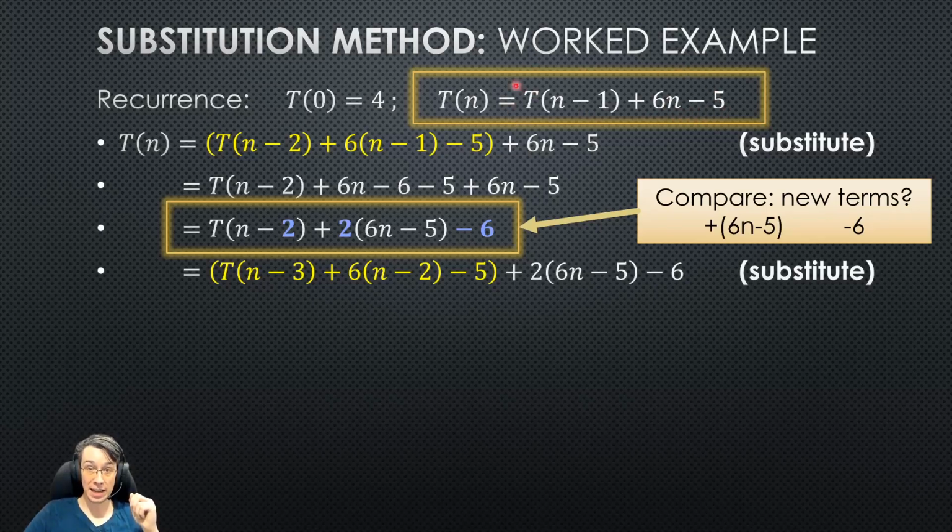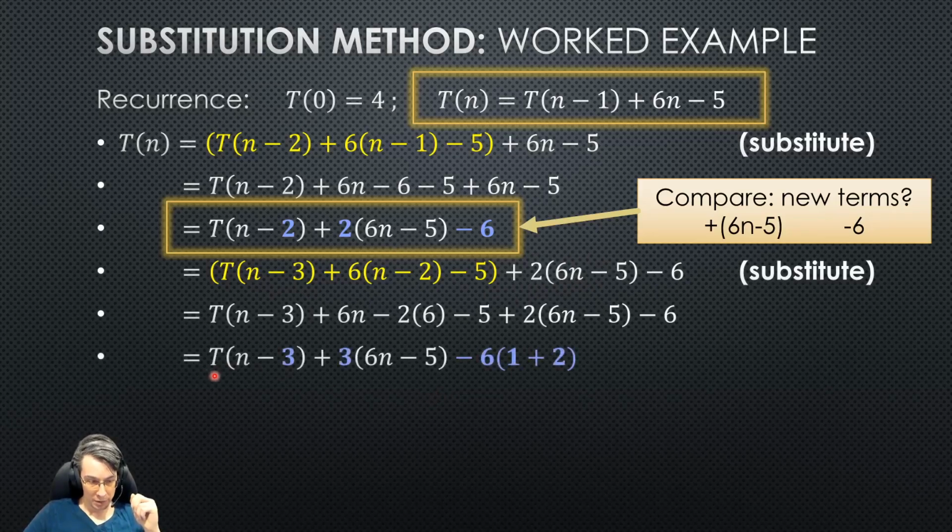I'm going to substitute that right-hand side for my t of n minus 2, and I get t of n minus 3 plus 6 times n minus 2 minus 5, and then I have the remaining terms here, plus 2 times 6n minus 5 minus 6. Now again, I'm going to expand and group my terms around this 6n minus 5. I end up with t of n minus 3 plus 3 times 6n minus 5. And then I had a minus 2 times 6, and in the previous expression I had a minus 6. Rather than combining the minus 2 times 6 into a minus 12 and adding to make minus 18, where I lose all of my intuition, I'm going to make this a minus 6 times 1 plus 2.